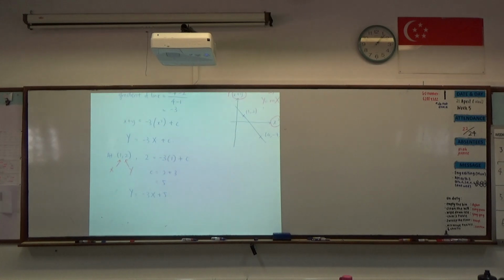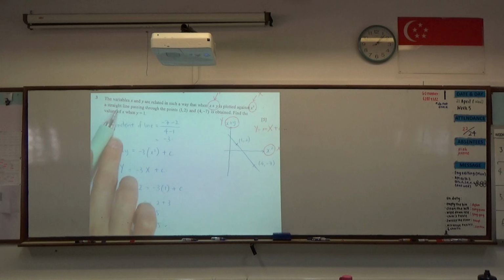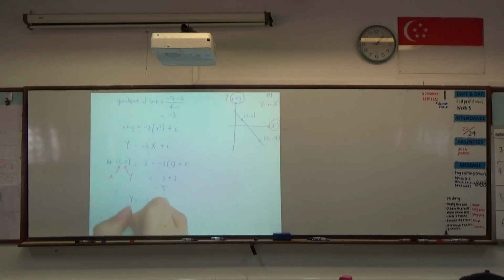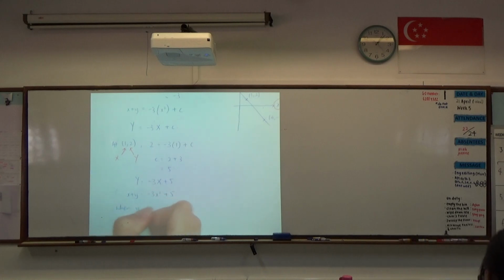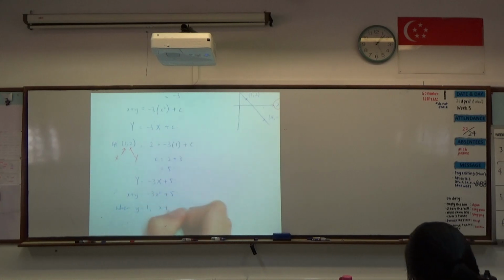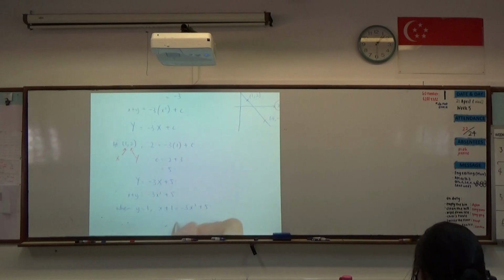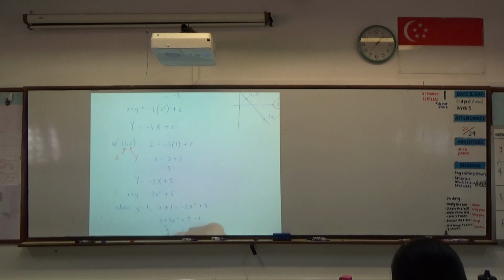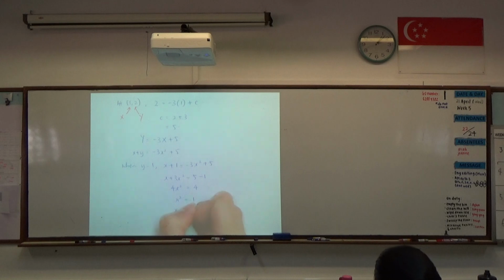Okay, going back to the objective of the question, we want to find small x. So we can convert it back into x plus y equals to -3x squared plus 5. So now when small y equals to 1, so x plus 1 equals to negative 3x squared plus 5. Okay, so x plus 3x squared equals to 5 minus 1, that's 4. So x squared is equals to 1.